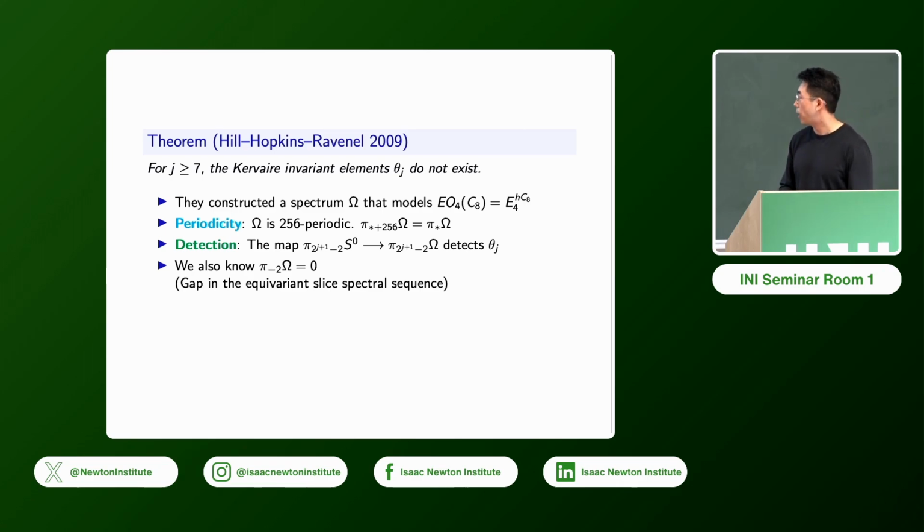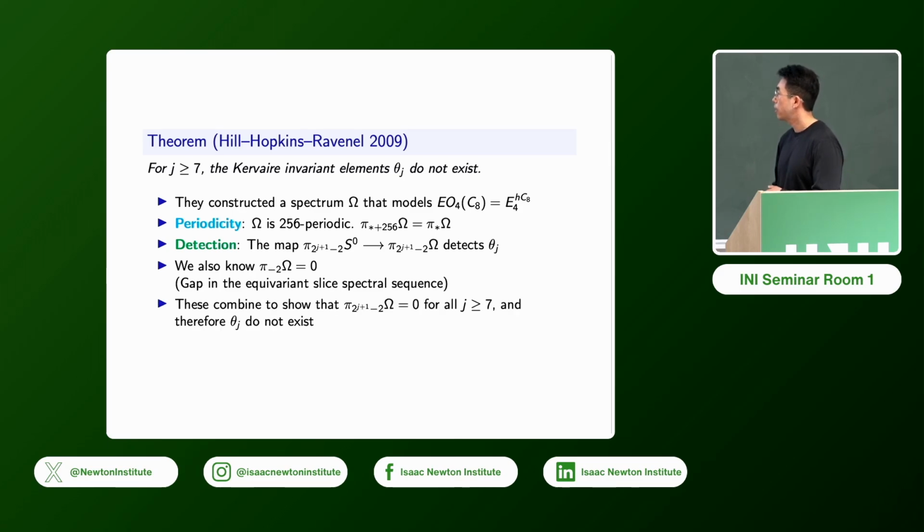And what we also know about omega is that pi minus 2 of it is equal to 0. Now this comes from something called the gap in the equivariant slice spectral sequence, which is a computation technique that they invented to analyze the homotopy groups of omega. So once you have these three facts, they combine to show that the homotopy group of omega is 0 in these dimensions.